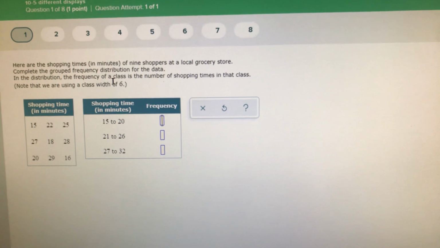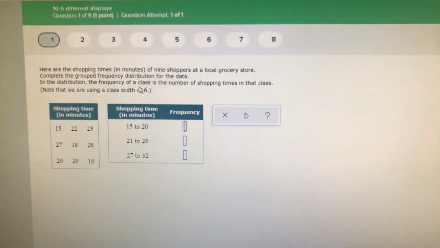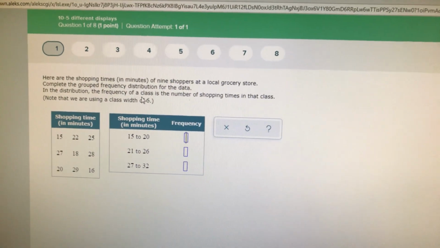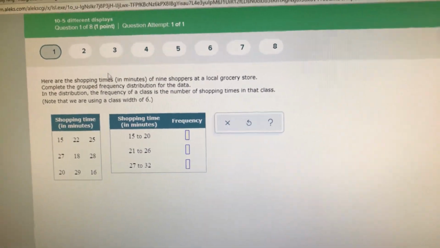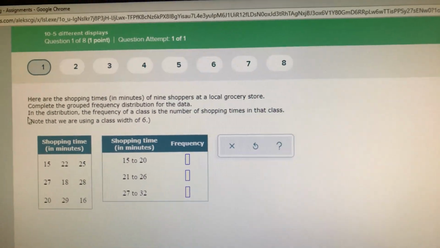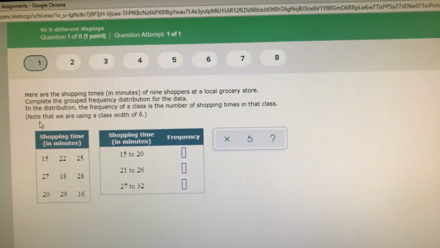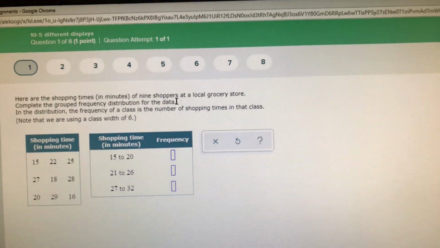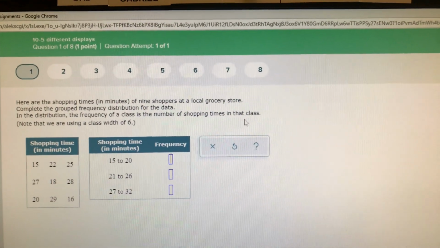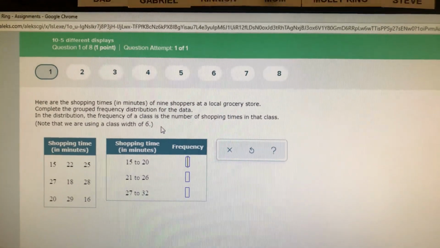The first type of graph we're going to talk about is a frequency graph. You probably did this before in a tally chart, how many times a number shows up. Here are the shopping times in minutes of 9 shoppers at a local grocery store. Complete the grouped frequency distribution for the data. In the distribution, the frequency of the class is the number of shopping times in that class. Note we are using a class width of 6.